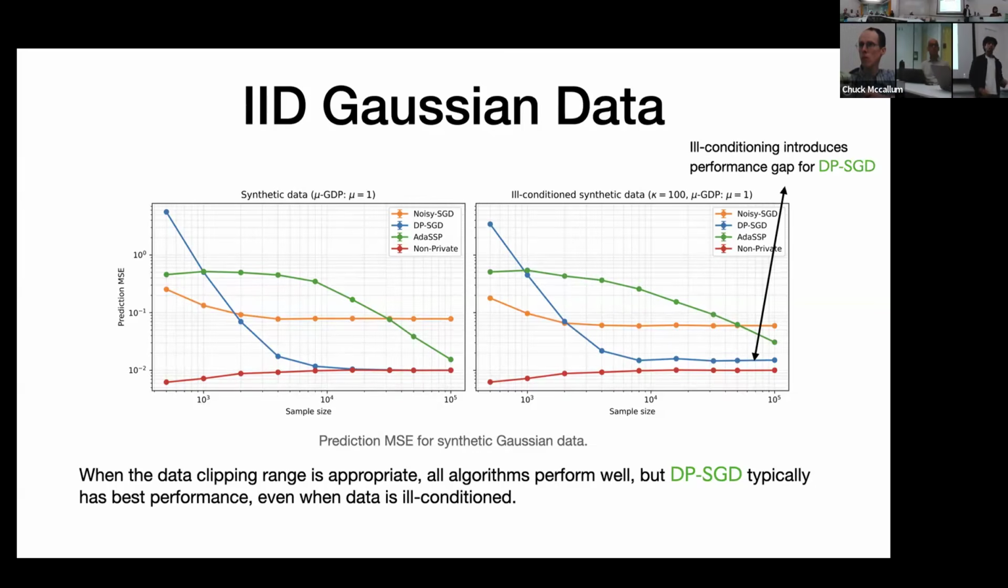Sorry, can you remind me what ill-conditioned is? So ill-conditioned means that the covariates are very skewed, something like that. The ratio between the largest direction of my data's covariates and the smallest direction, in this case, would be about 100 in terms of norm. Does that make sense?